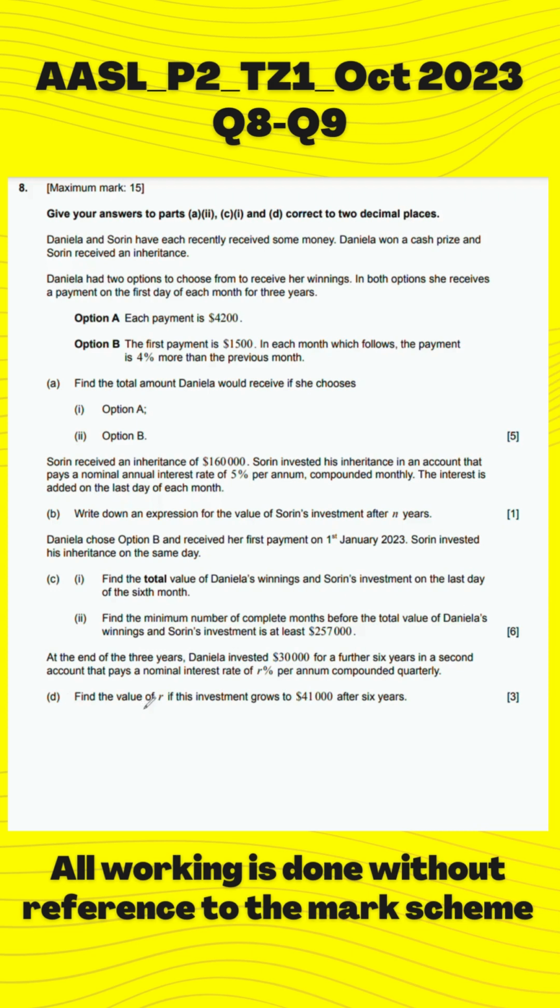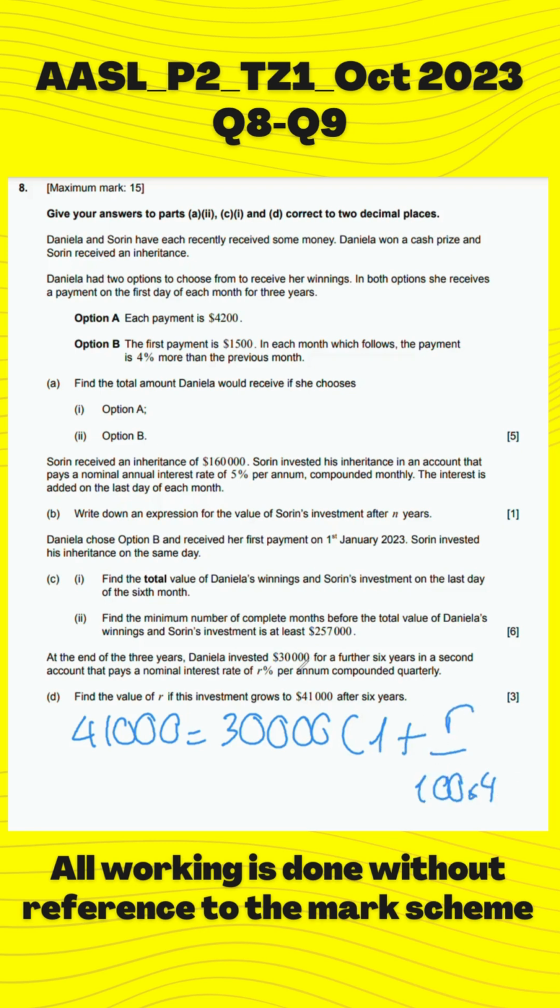D. Find the interest R. Okay, so the final value is 41,000, equal to the initial, which is 30,000, multiplied by 1 plus R divided by 100 multiplied by 4, because it's compounded quarterly. And the power is 4 multiplied by 6, because after 6 years. Okay, so we solve this one, we can find that R will be nearly 5.24.